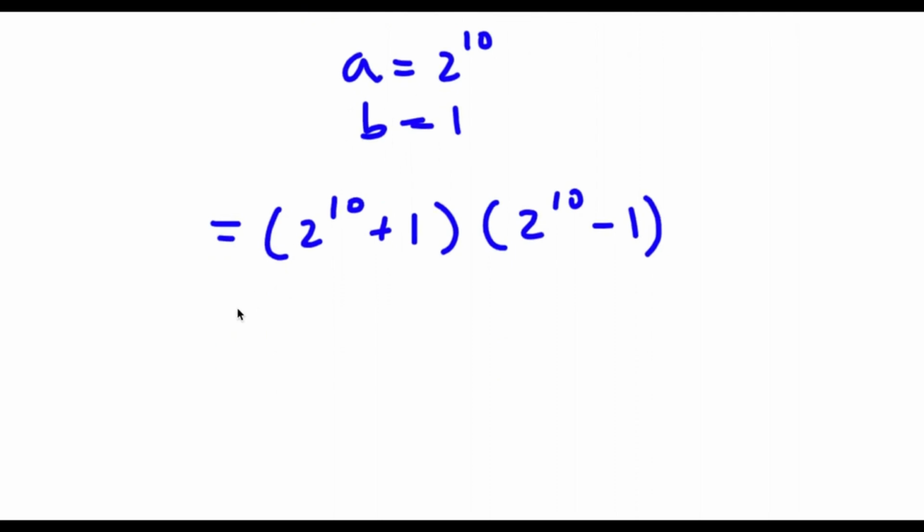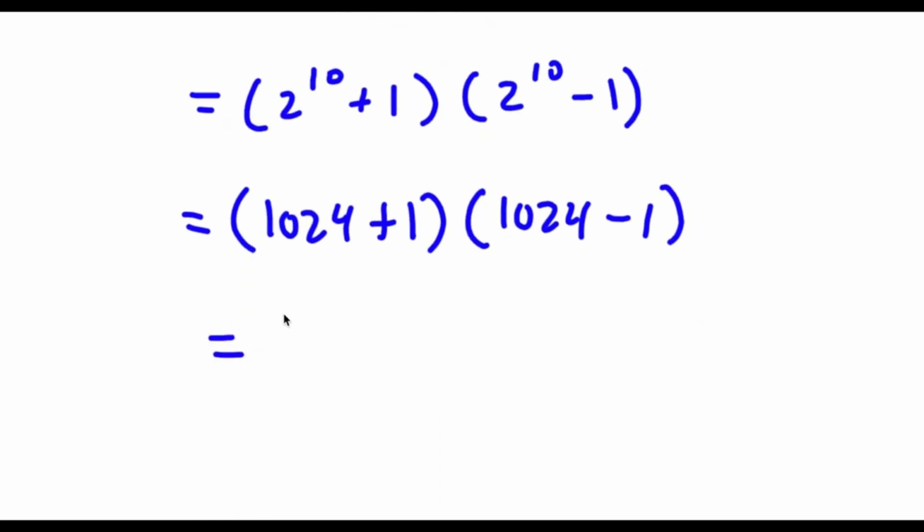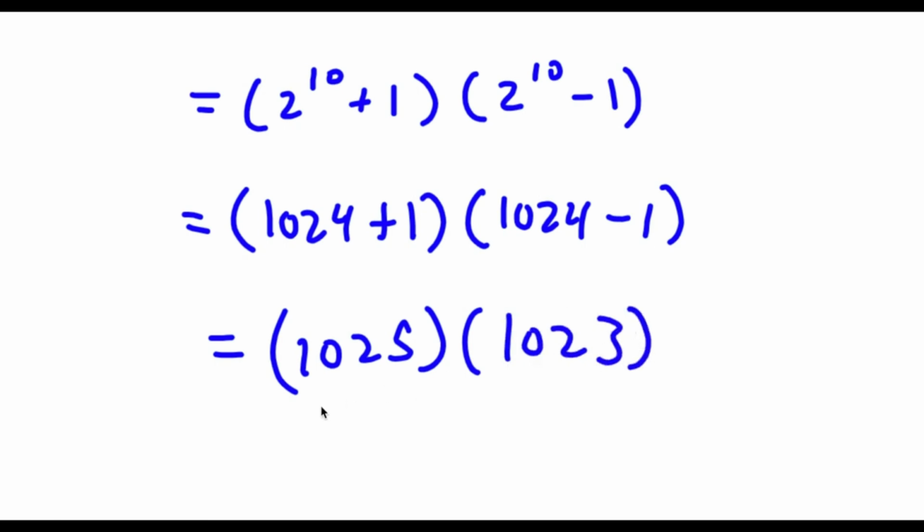Now, 2 to the power of 10 is equal to 1024. So now I have 1024 plus 1 times 1024 minus 1. 1024 plus 1 is equal to 1025, and 1024 minus 1 is equal to 1023. So now I'm left with 1025 times 1023.